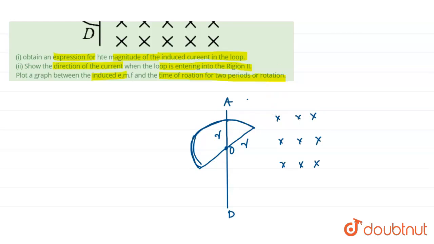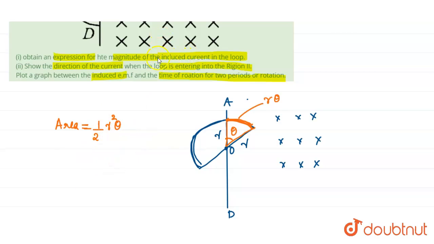So we need to find the arc position, and let this angle be theta. At an instant this angle is theta. So what is this arc? Arc is equal to r theta. We can construct a triangle from this figure, and what is the area given? Area is equal to half into base into height, that is half r square theta. This is the area given.